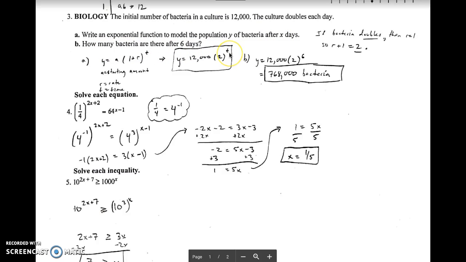Part B, how many bacteria are there after 6 days? You just plug 6 in for the time. 2 to the 6th power times 12,000 gives you 768,000 bacteria.